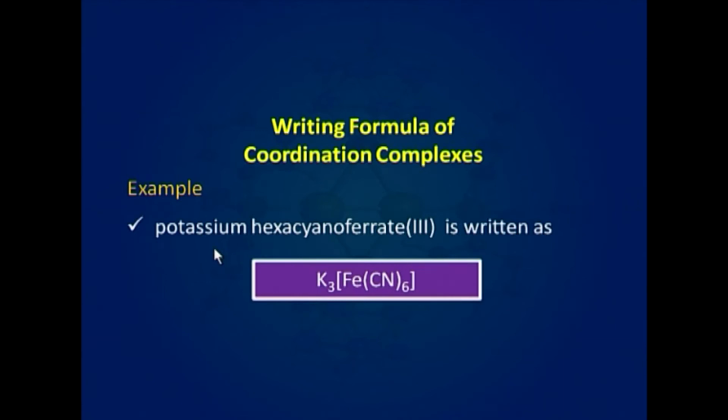If we have to write the formula of potassium hexacyanoferrate 3, it can be written as K3[Fe(CN)6]. Note that you have to balance the K. Here 3 comes by balancing cationic and anionic charge.